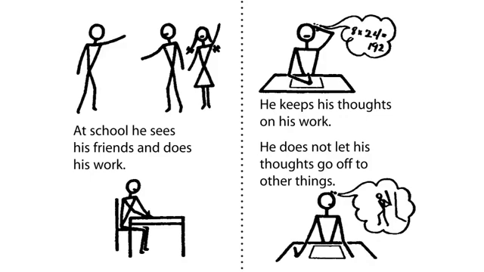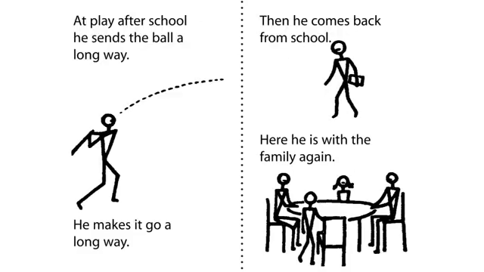At school, he sees his friends and does his work. He keeps his thoughts on his work. He does not let his thoughts go off to other things. At play after school, he sends the ball a long way. He makes it go a long way. Then he comes back from school. Here he is with the family again.